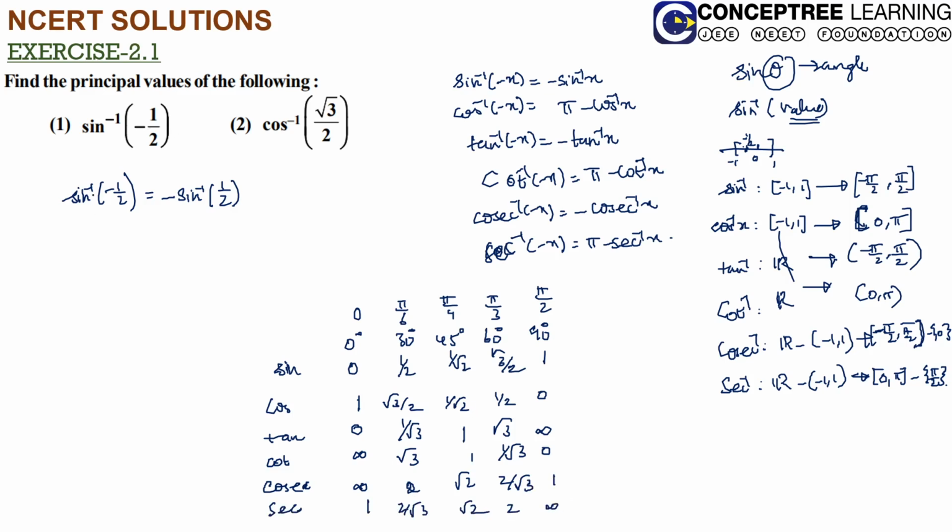Now here, sine inverse of 1 by 2. So for what angle is sine giving 1 by 2? For pi by 6, that is 30 degree. So the answer is equal to minus pi by 6. That's it. Very simple problem.